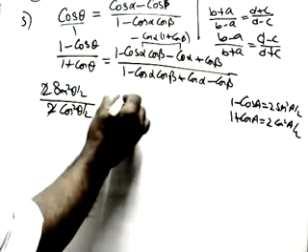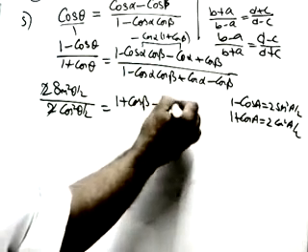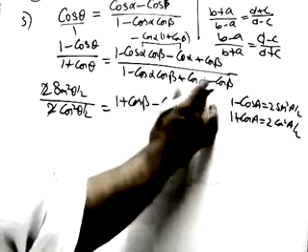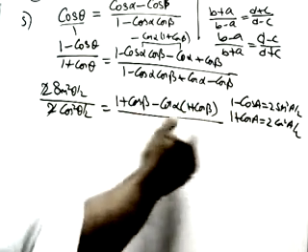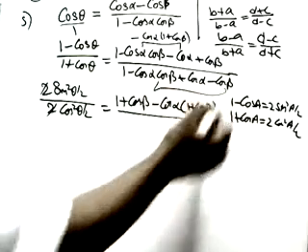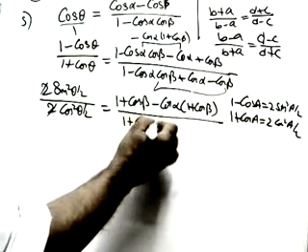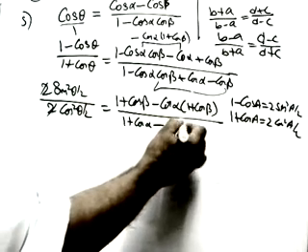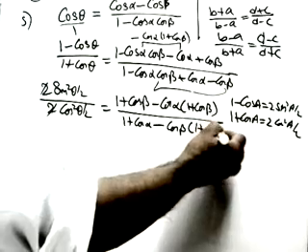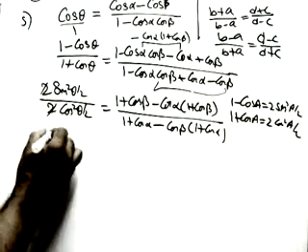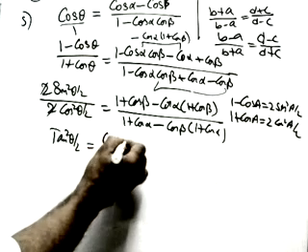Let me do one more step. I'm writing this 1 plus cos beta, 1 plus cos beta. Now from this 2, I'm taking minus cos alpha common. It will be 1 plus cos beta. In the denominator, let me take common, first we write 1 plus cos alpha, and let me take minus cos beta common. What is left is 1 plus cos alpha. This 2 will get cancelled, sine by cos will be tan square theta by 2.